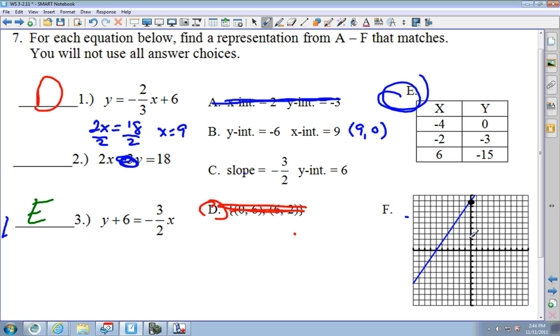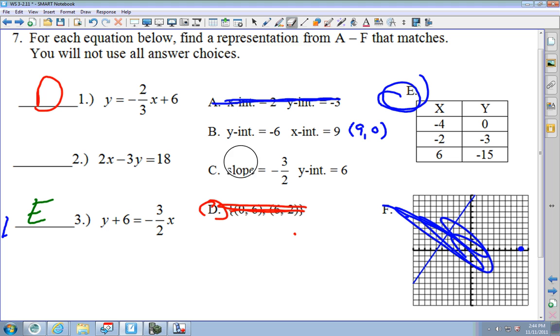Let's see. 1, 2, 3, 4, 5, 6, 7, 8. It could be this one. Oh no, it's not. What am I saying? Silly goose, that's the y-intercept. It says x-intercept is 9. Is it all the way over here at 9? No, so F cannot be an answer choice. Okay, so I've eliminated some of these.